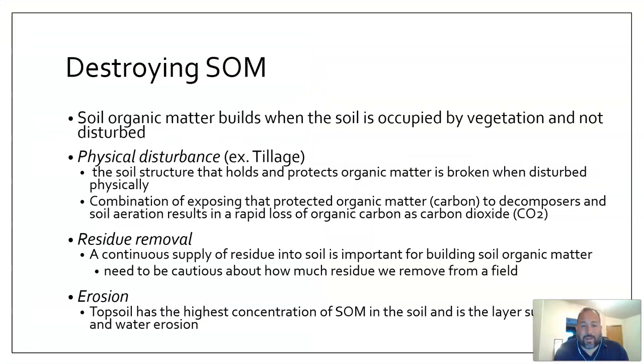But if we can build soil organic matter, then we can definitely destroy soil organic matter. So what kind of things do we do that would end up destroying soil organic matter? So the biggest thing is that soil organic matter builds when the soil is occupied by vegetation and not disturbed. That's kind of what we were just talking about before. So, well, how would we destroy it? Well, then, obviously, if we don't have vegetation and we disturb the soil, that's where we're going to run into problems. So some sort of physical disturbance where we're disturbing the soil, like when the land is tilled.